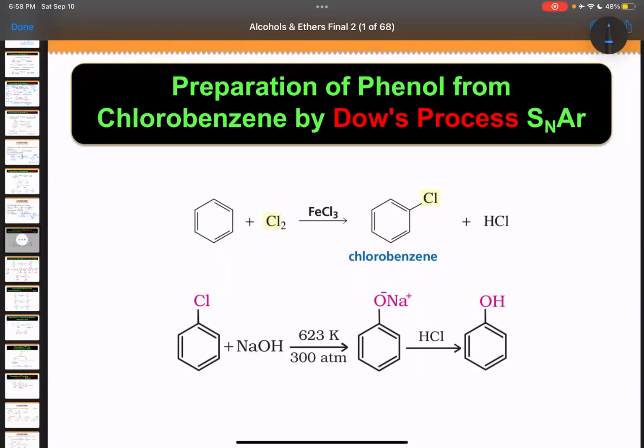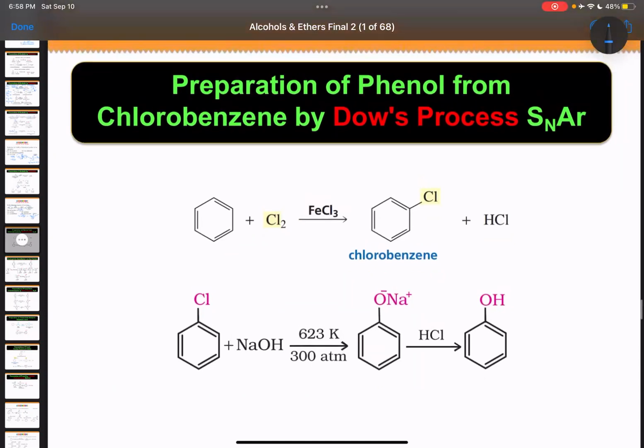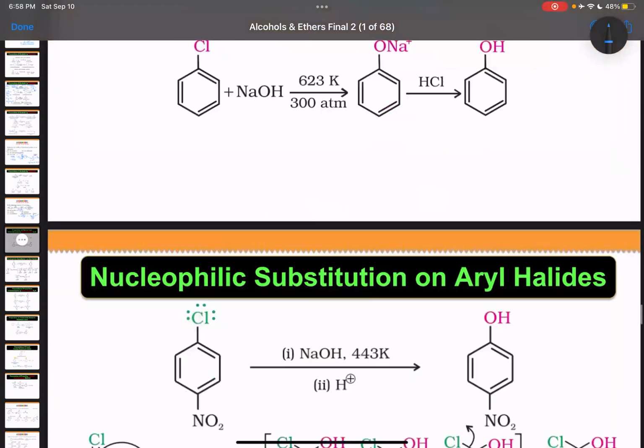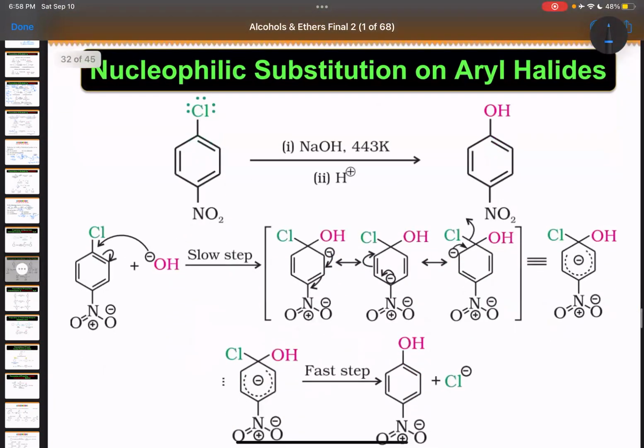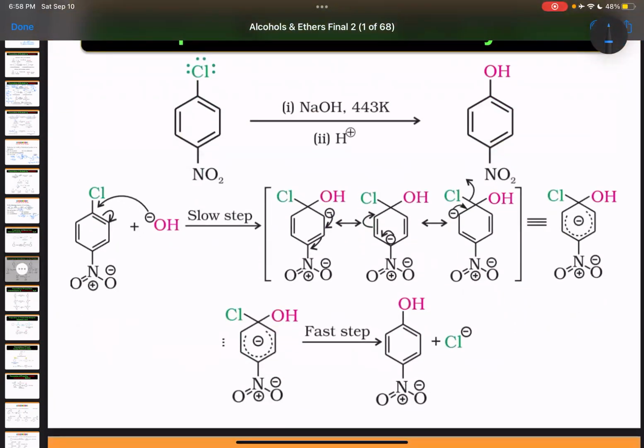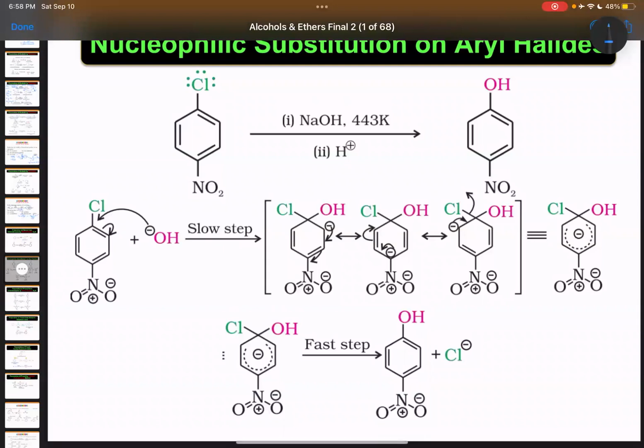So the mechanism is which one? SN1, SN2, or SNAr? It is neither SN1 nor SN2. It is SNAr, bimolecular nucleophilic substitution, and it happens in the way that we discussed in alkyl and aryl halides also. Is it clear? Any doubt in this?